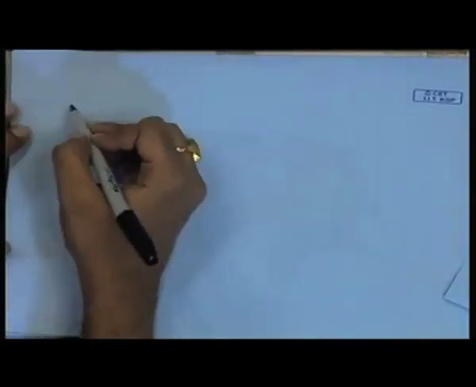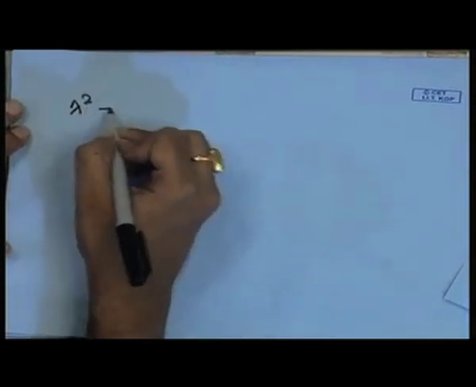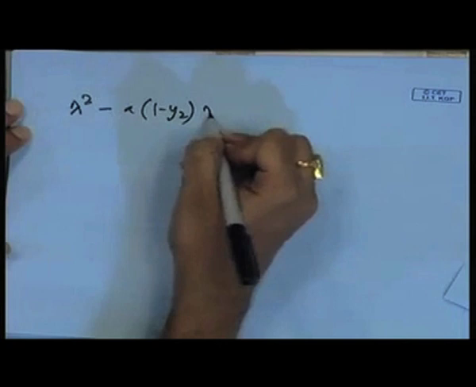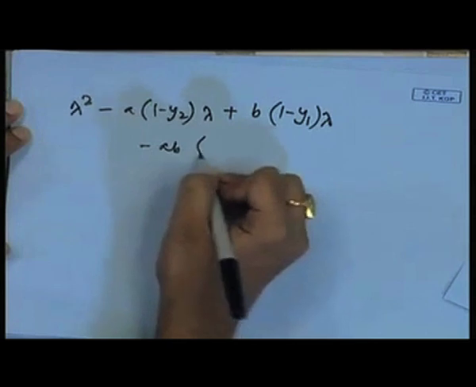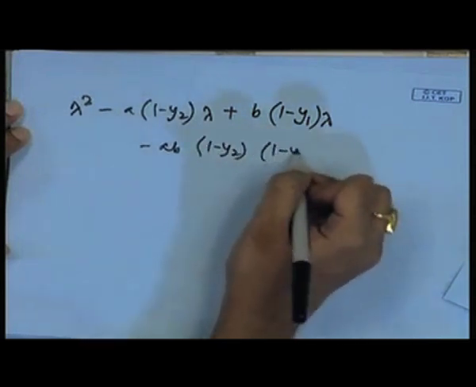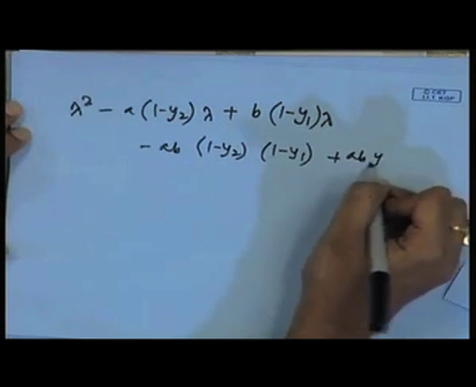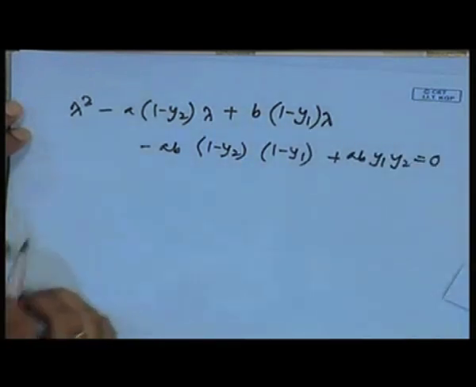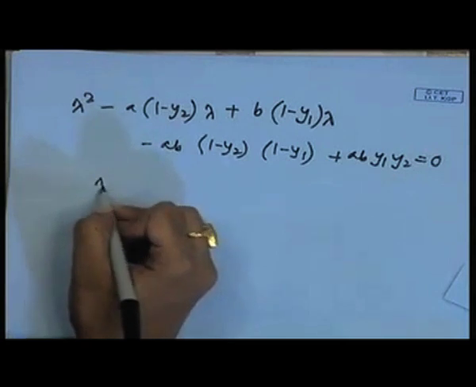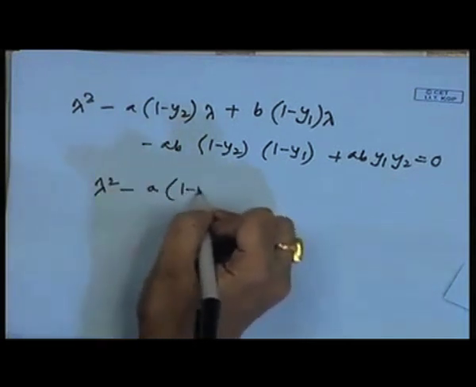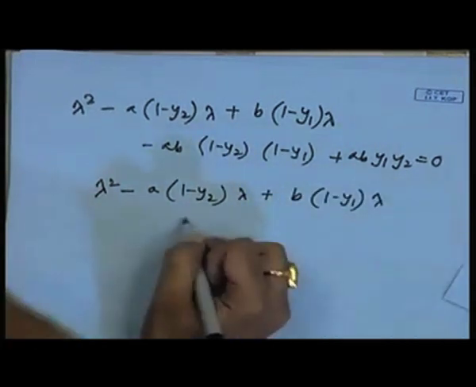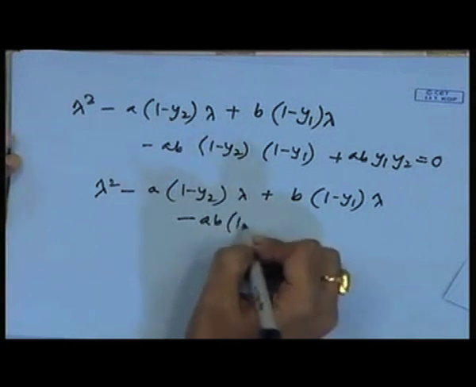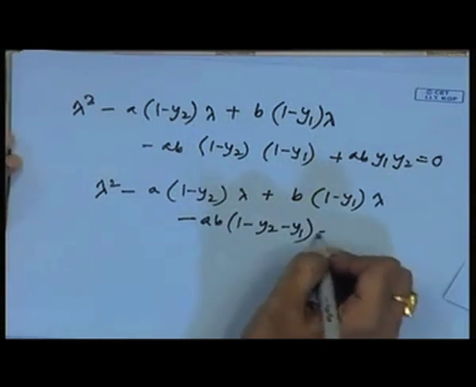Okay. Now, the characteristic equation is formed as lambda square minus A(1 minus Y2) lambda plus B(1 minus Y1) lambda minus AB(1 minus Y2)(1 minus Y1) plus AB Y1 Y2 equals 0. That is my characteristic equation. When I simplify it, I get lambda square minus A(1 minus Y2) lambda plus B(1 minus Y1) lambda minus AB(1 minus Y1 minus Y2) equals 0.